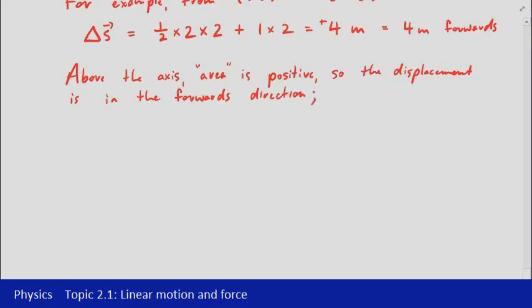Taking that a step further, area below the axis would be negative, and that would mean that part of the displacement is in the reverse direction.